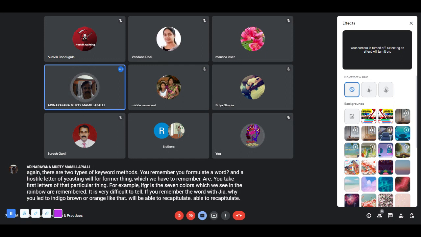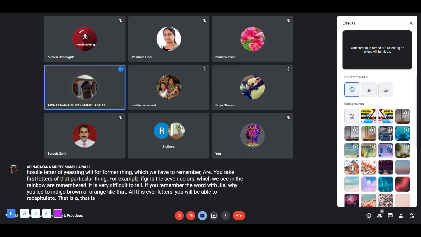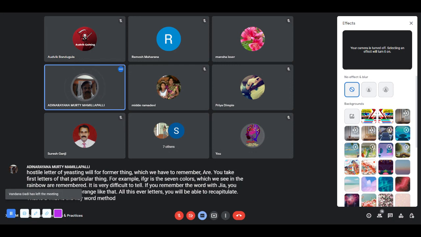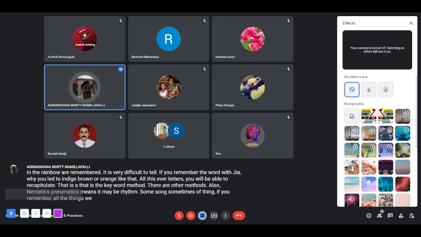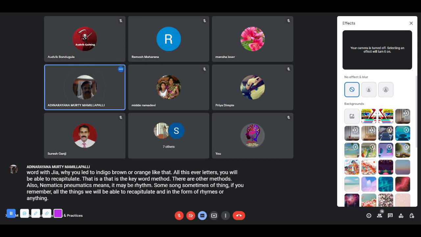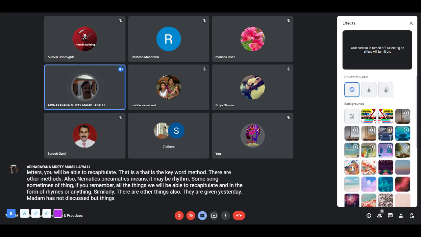There are other methods also. Mnemonics means it may be rhythm, some song, some type of thing. If you remember with all these things, we will be able to recapitulate in the form of rhymes or anything. Similarly, there are other things also that were given yesterday. Madam has not discussed them, but they are all repetition only.